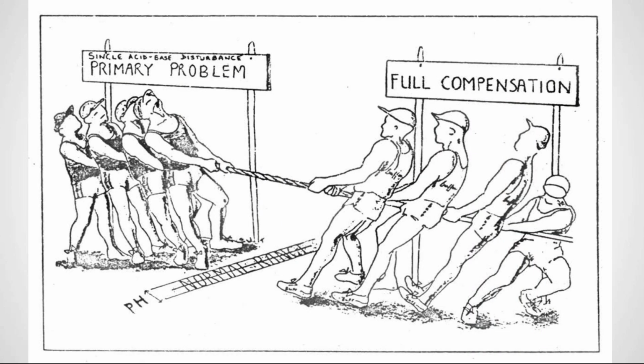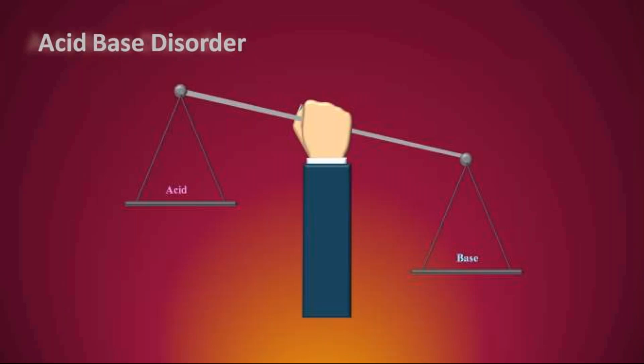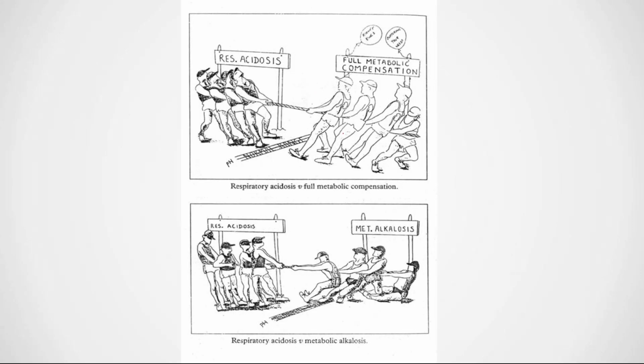When there is a primary problem, the secondary tries to come in. For example, with a respiratory problem, the kidney tries to prevent it. That is metabolic compensation. With a metabolic problem, the respiratory system helps you compensate. So when this compensation tug of war falls to one side, the problem comes actually.